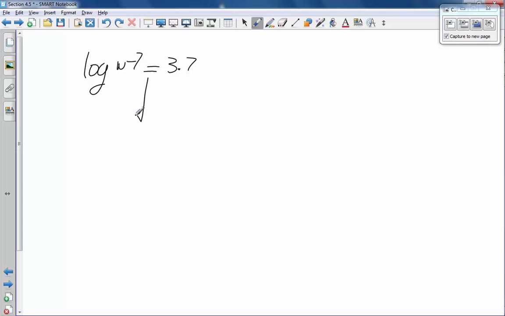All you gotta do is change this into exponential. What is the base? I need to see the base. What is it? I can't see it. It's 10. If you don't see it, it's 10. Then where does W minus 7 go? Where does 3.7 go? 3.7 to the top. W minus 7 to the right.